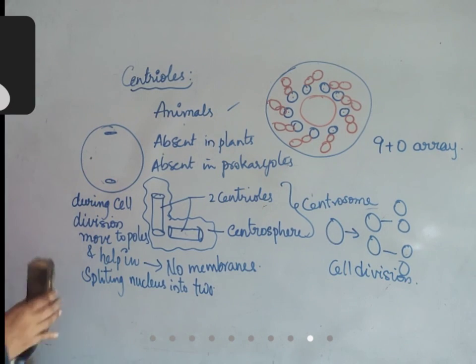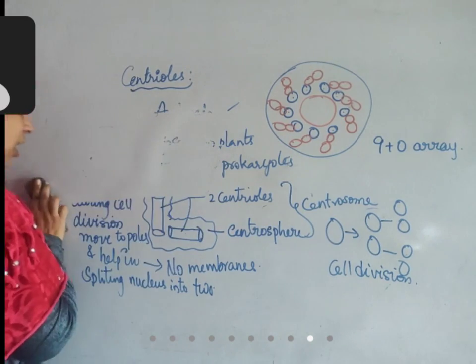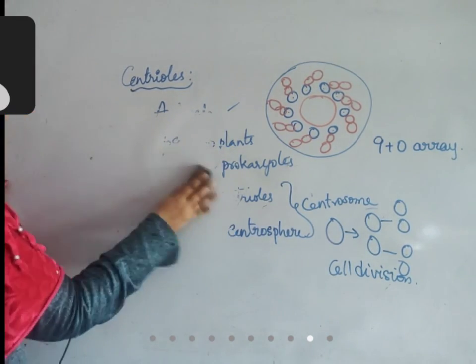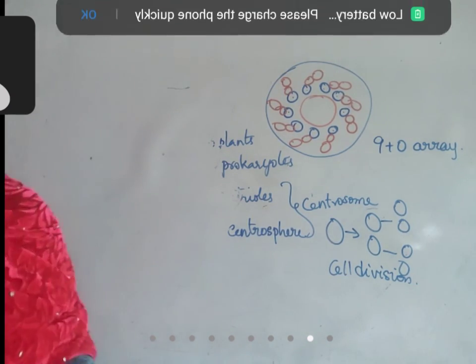So that is about centrioles, children. So today we have discussed plastids, mitochondria, what else? Ribosomes and centrioles. In our coming class, we'll discuss about the remaining organelles. Right?